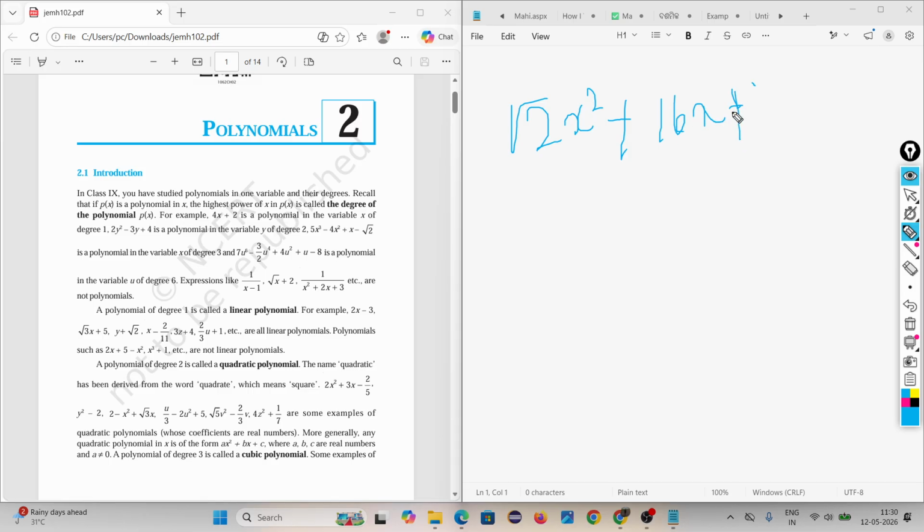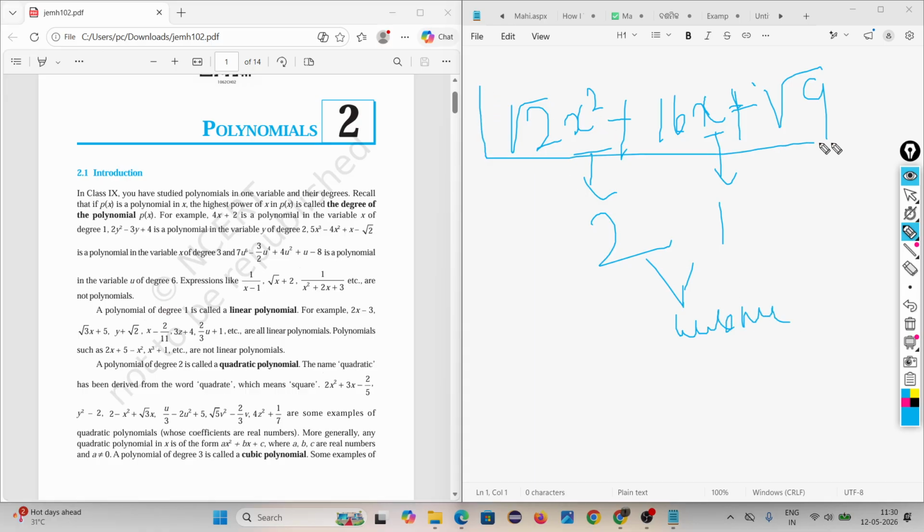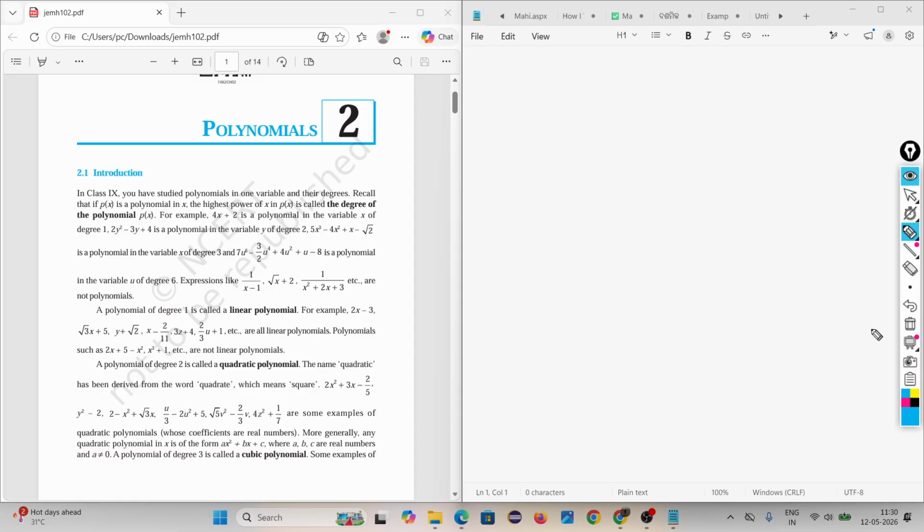Check, is it a polynomial? Yes. Look, only look at the power of x. Here the power of x will be how much? Power of x is 2. Here the power of x is 1. It means 2 and 1 are whole numbers, na? Yes, sir. So I can say this is a polynomial.